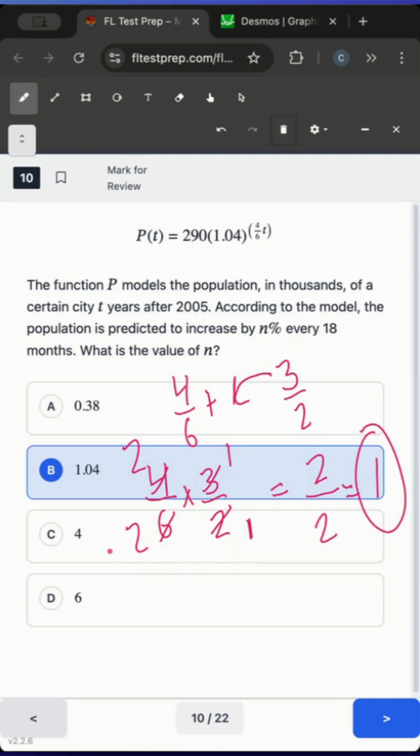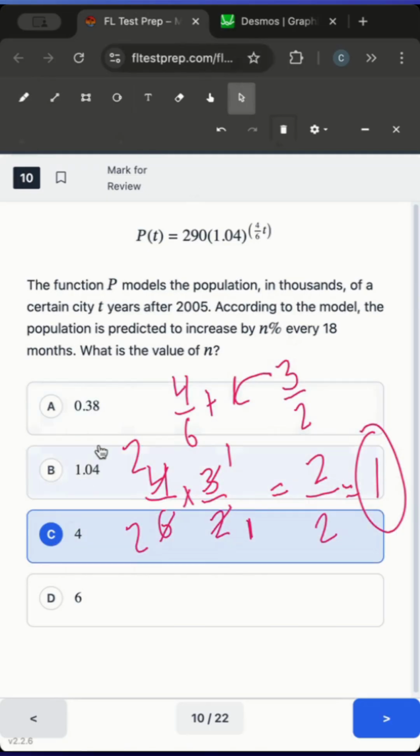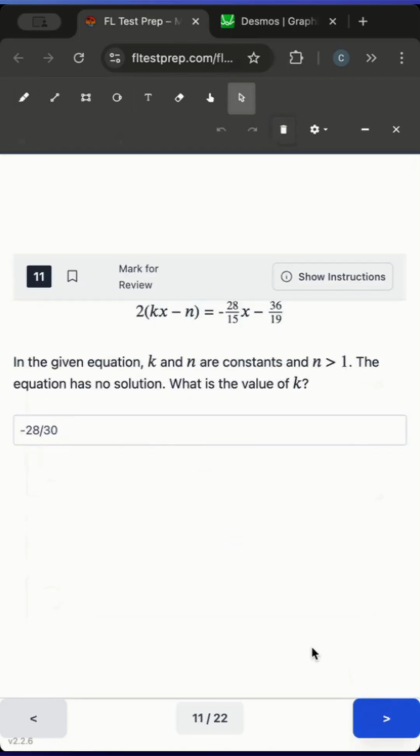So in this case, C would still be the correct answer, because 1.04 to the power of 1 would still just be the normal increase of 4%. So C is the correct answer for this question. Oof.